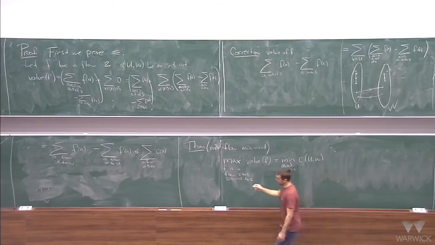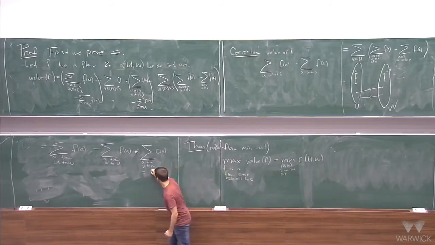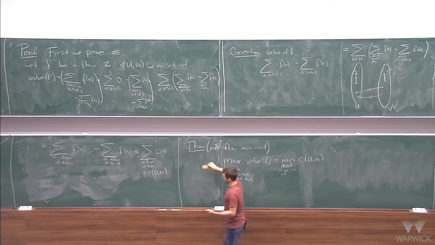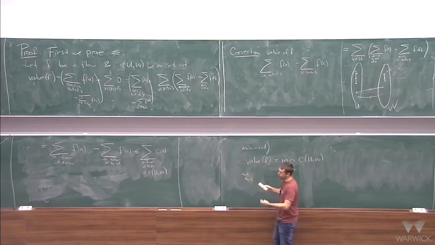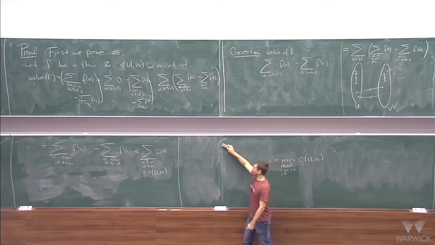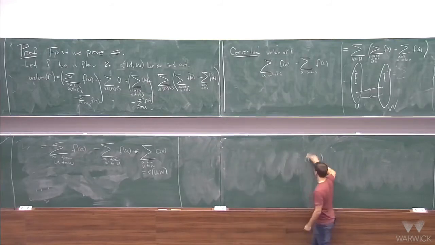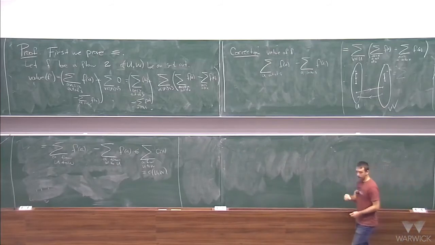And this is the capacity of UW. So this is supposed to be the easy direction. I mean, it does take perhaps a bit of thinking to see how you can use this flow in equals flow out condition to actually do this rigorously, but it works out. So now we want to prove the other direction.